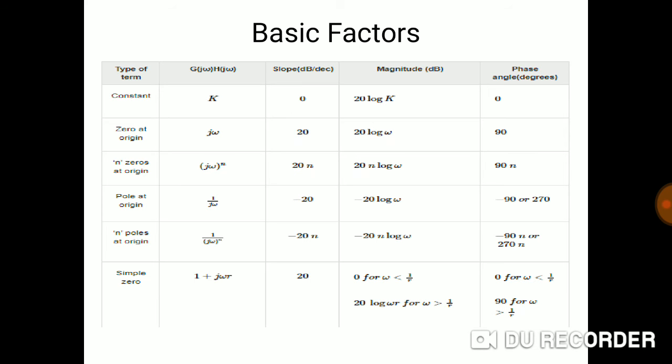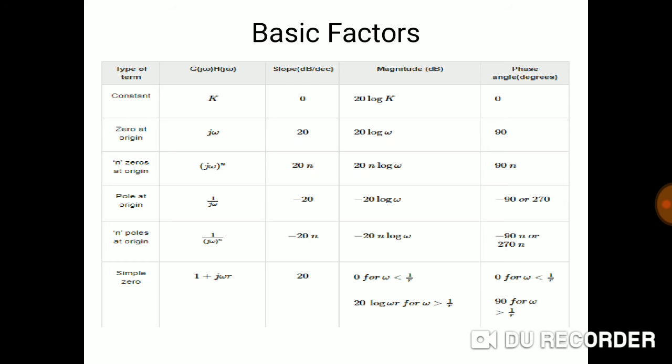First, for the constant k, the slope is always 0, the magnitude is 20 log k, and the phase angle is 0. For example, if we have a constant of 20 in our example, then the slope is 0. How to find the magnitude? 20 log 20, where k is 20. If 12 is there, then k is 12, and you can find 20 log of 12 and get the answer in dB. And don't forget, the phase angle for the constant is always 0. In the same way, the second one is zero at origin.